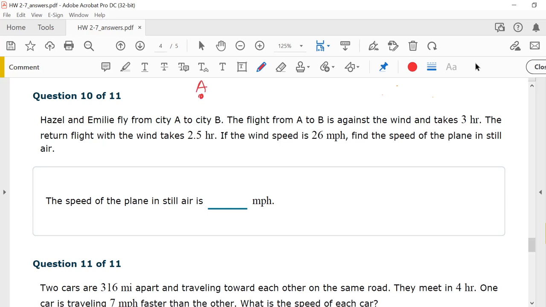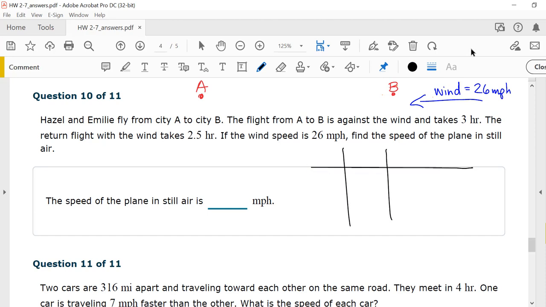Here's city A and here's city B. We have wind. The flight from A to B is against the wind, so the wind is blowing this way, right? The wind is blowing 26 miles per hour. I'm going to do my distance rate time chart. Distance equals rate times time. We've got against the wind, and we have with the wind.